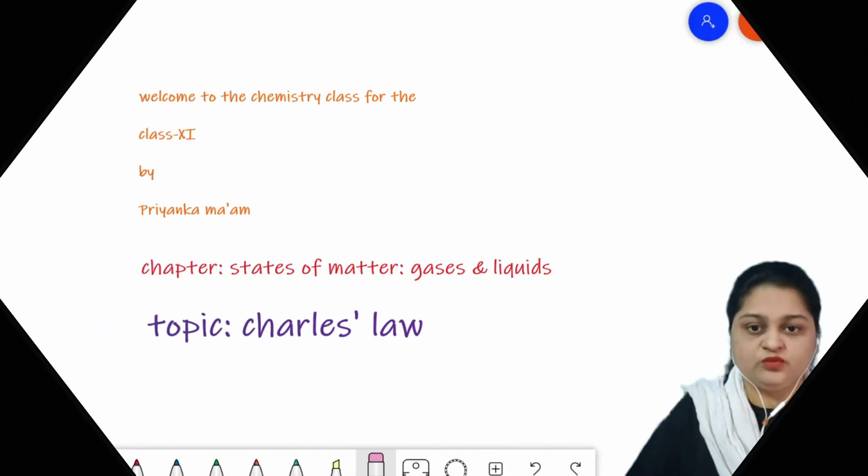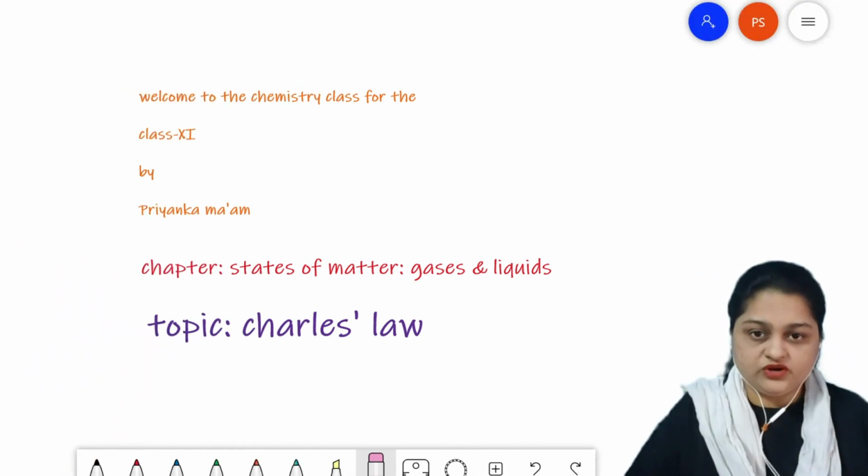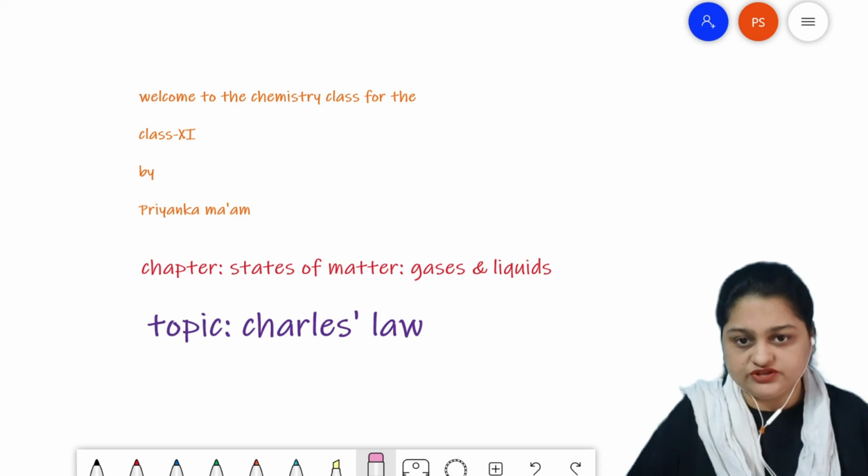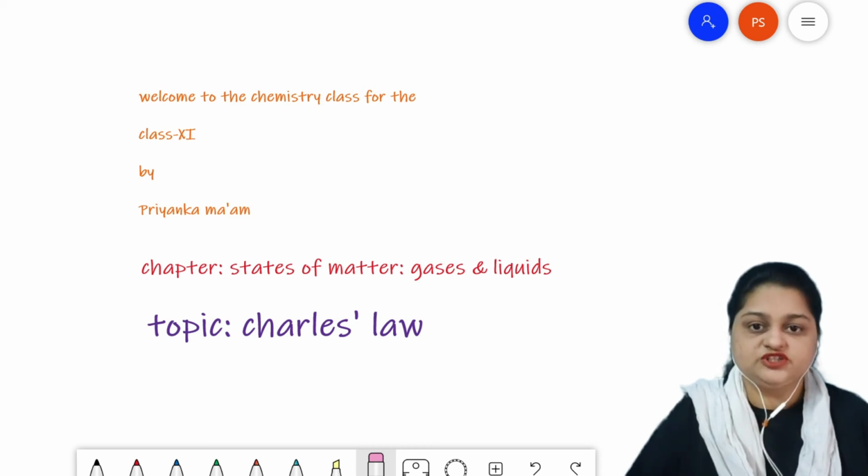Hello everyone and welcome to the class. We have been doing the chapter known as states of matter, gaseous and liquid. So far we have covered the first law of gas, that is Boyle's law. Today we are going to cover Charles' law.